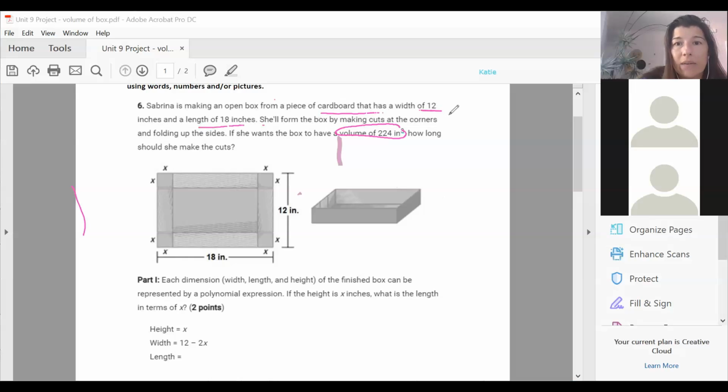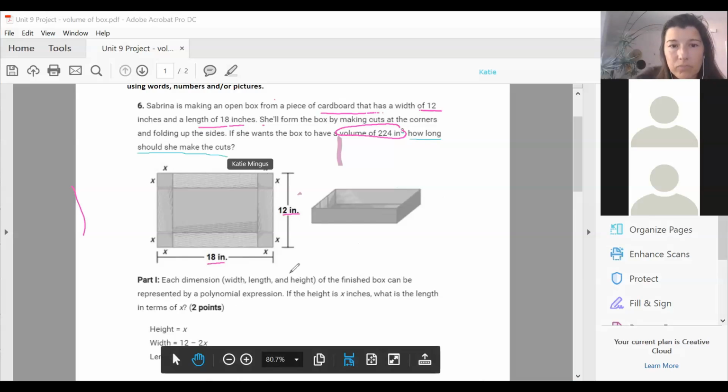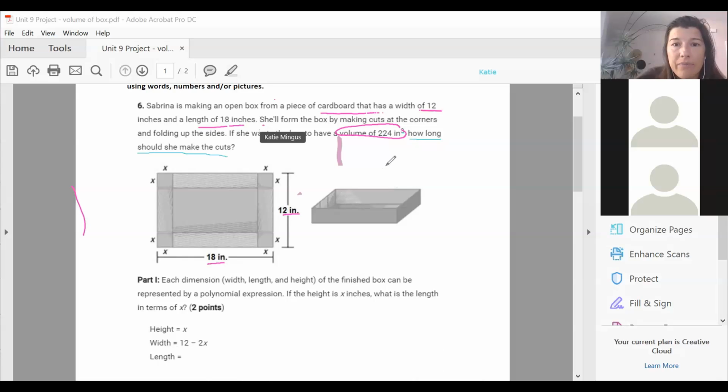And whenever I see units and it's referring to an object, I always go and locate that on the image, on the drawing. So where is 12? Here it is. And here's your length of 18. And notice it's that whole length across. Okay. And the volume is 224. So remember when we're talking about volume of boxes or rectangular prisms, our formula for volume is length times width times height.